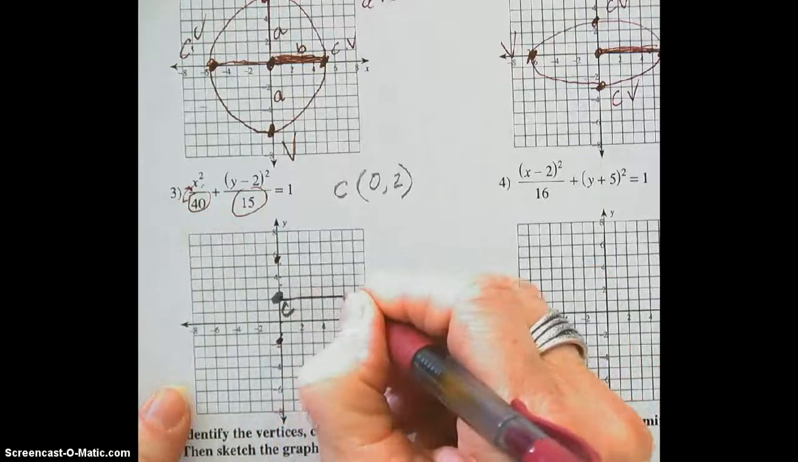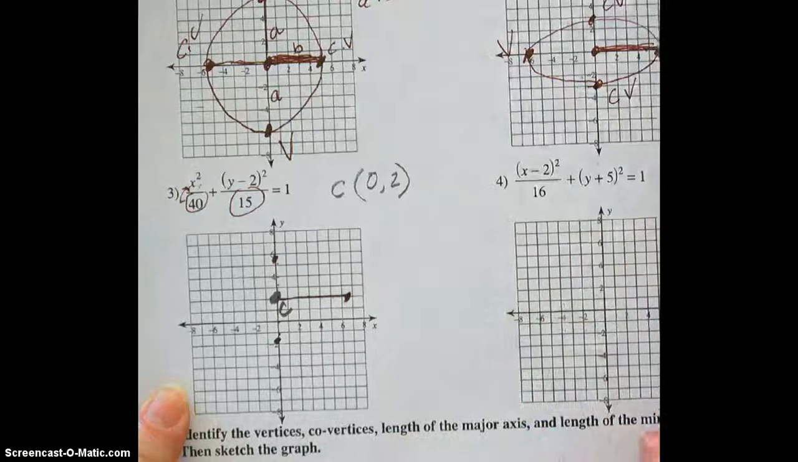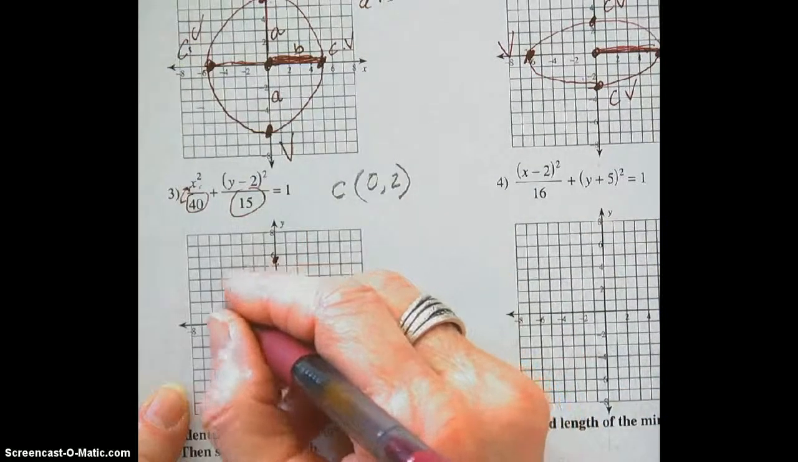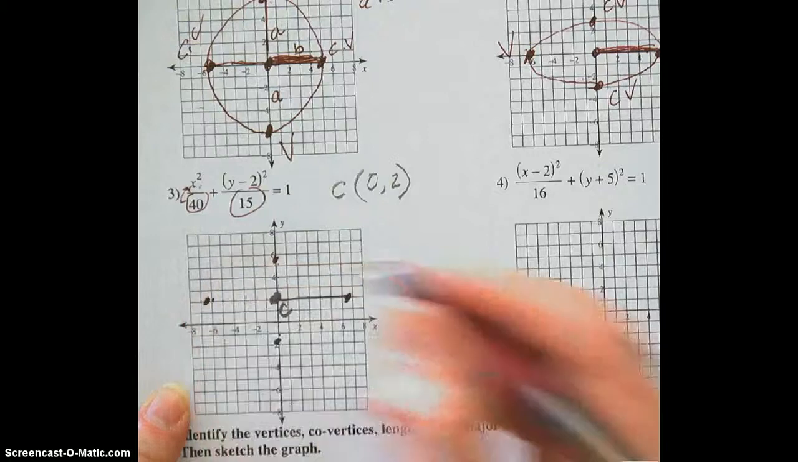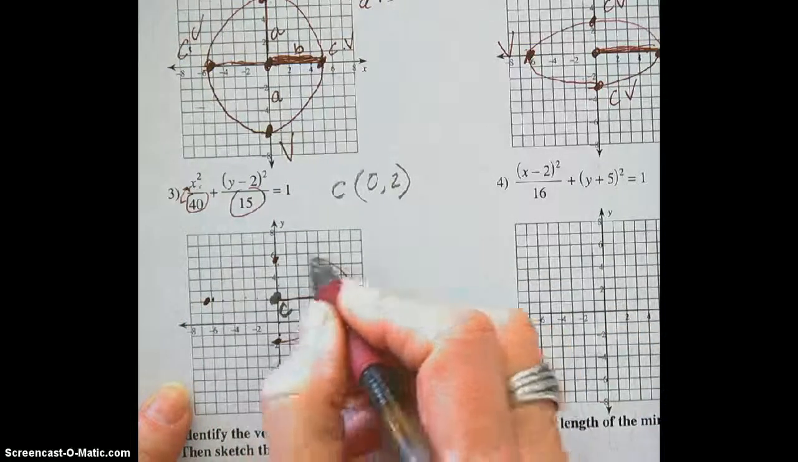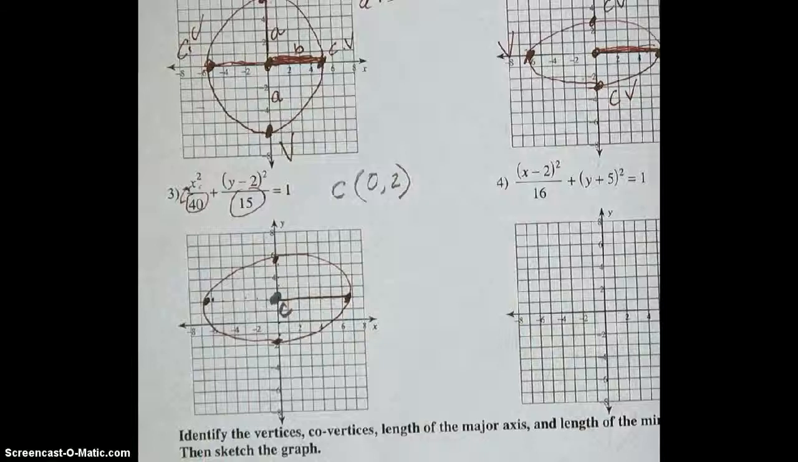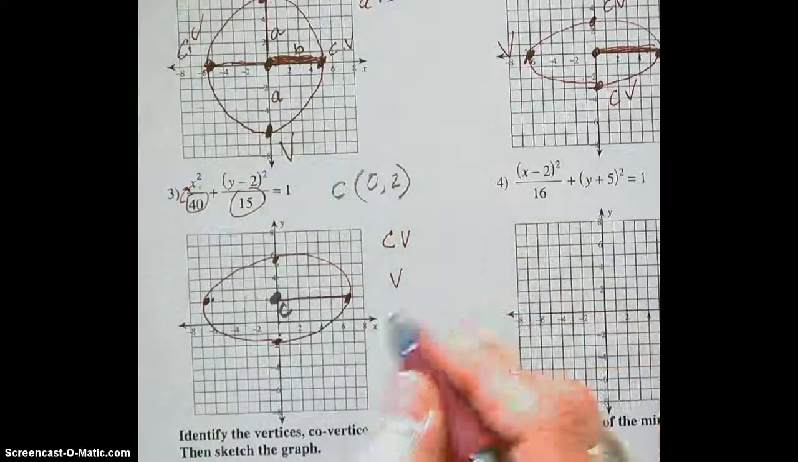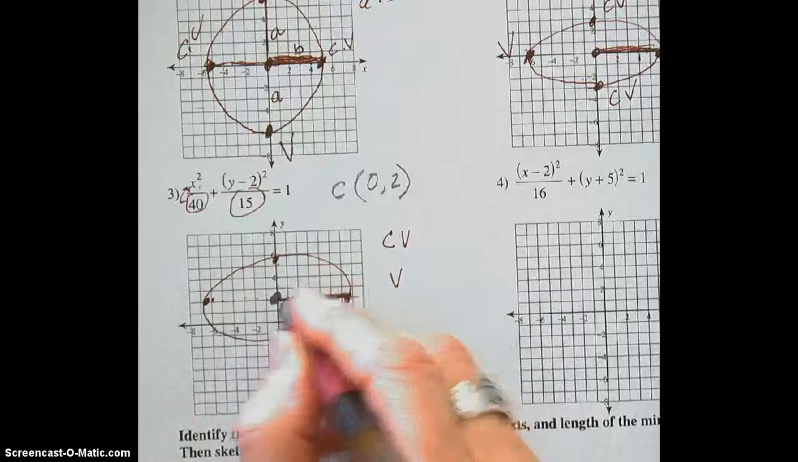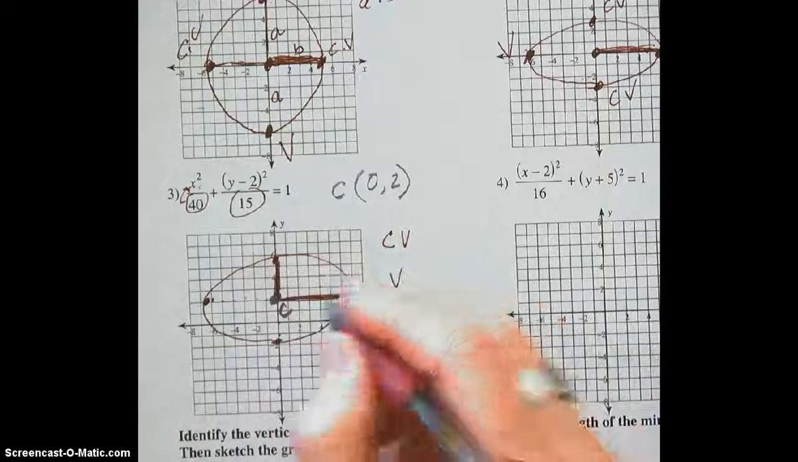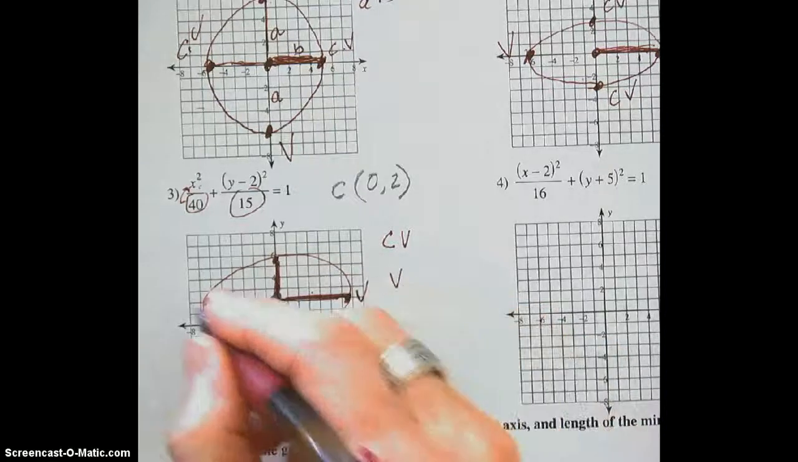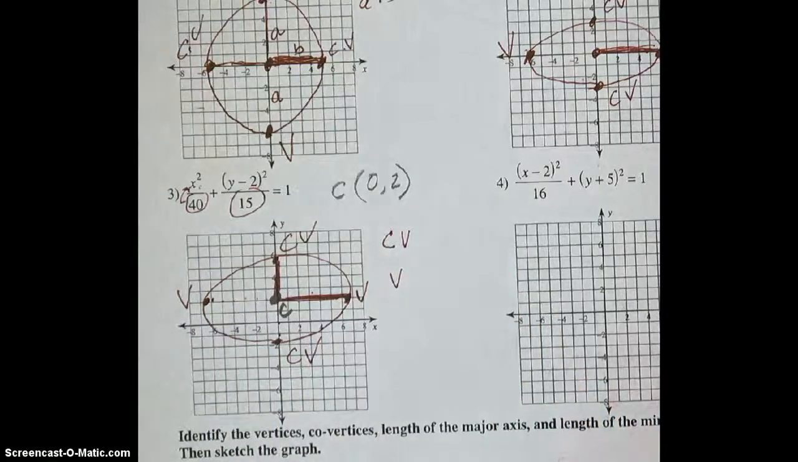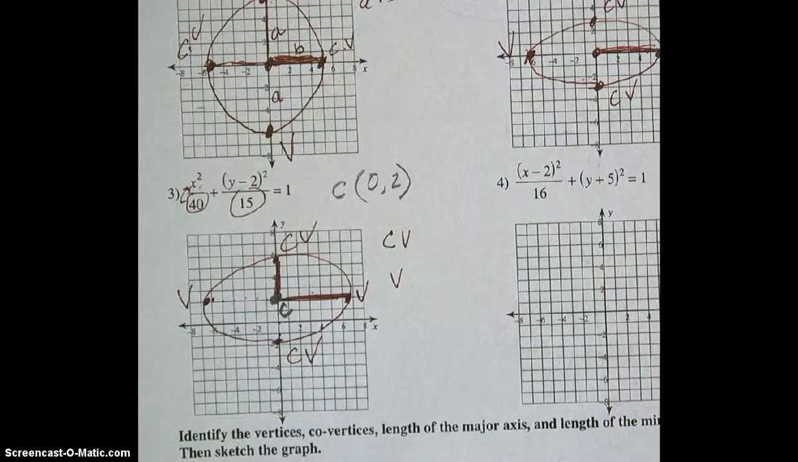Remember, what did we move there? The square root of 40, which is 6.3, and we'll move 1, 2, 3, 4, 5, 6, and a little bit more in the x direction. Connect your 4 dots, and then let's decide where we're going to put our co-vertices and our vertices. How do we know? This is 6 point something, and this was 3 point something. So this is larger, so these would be our vertices, and these would be our co-vertices.